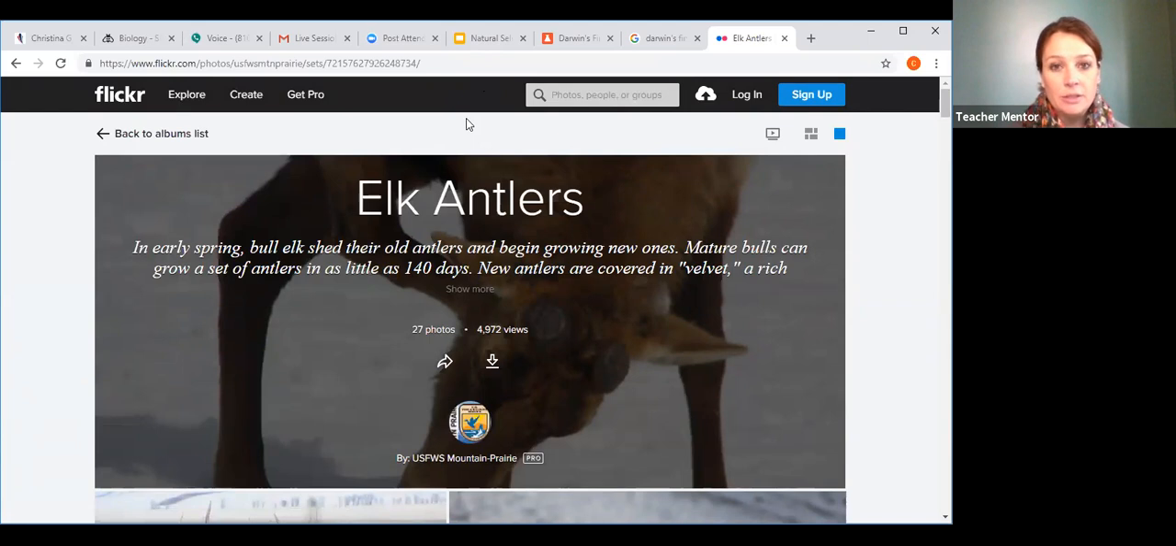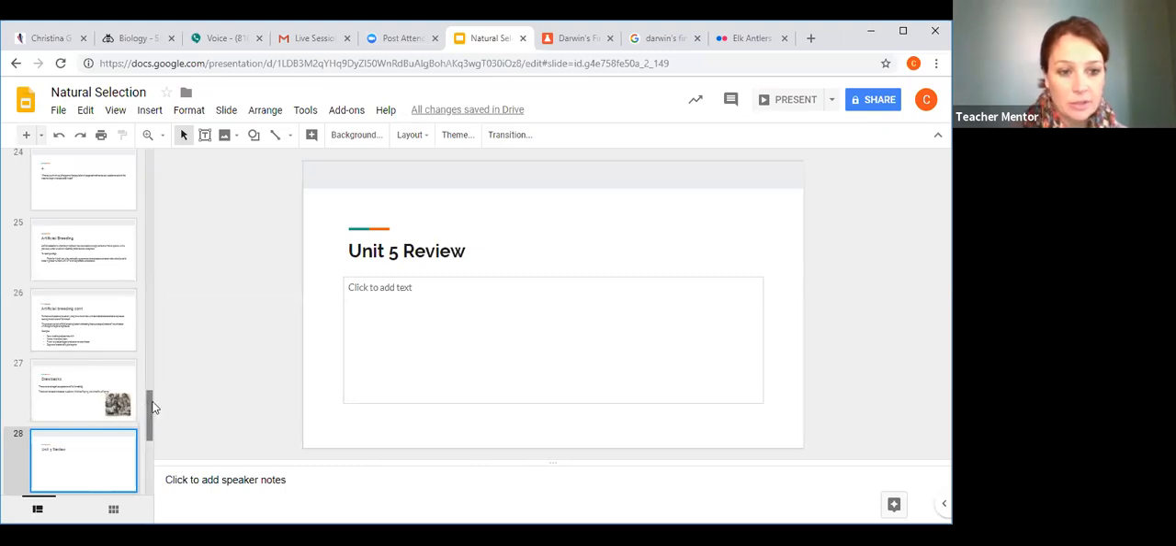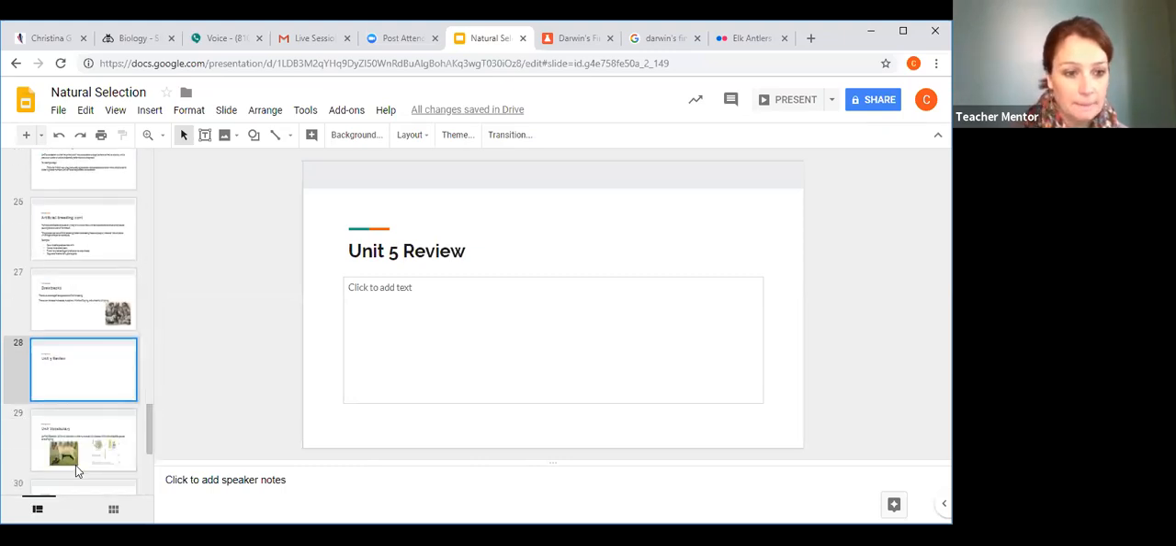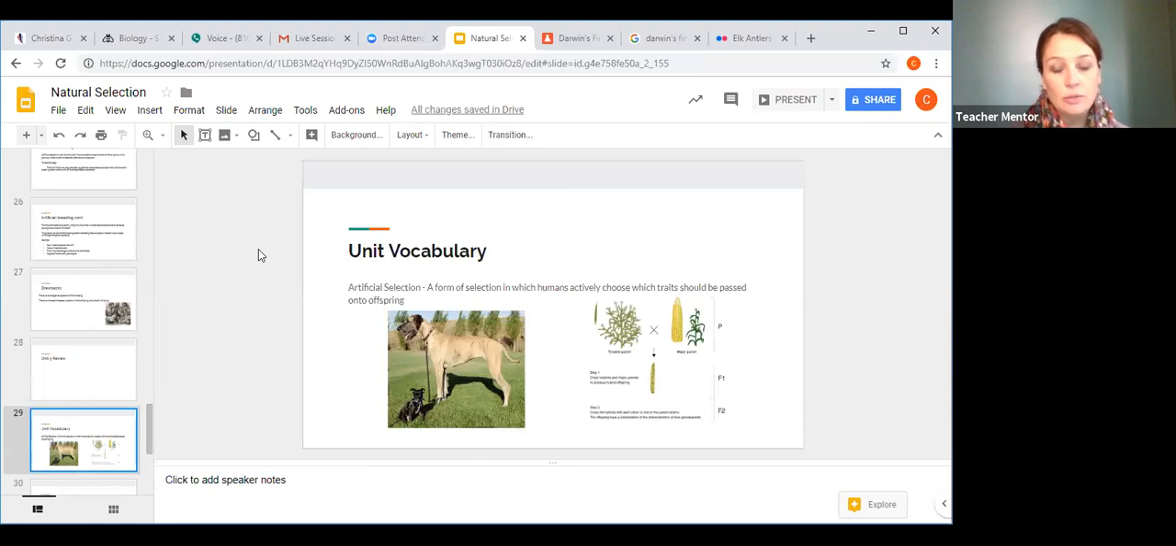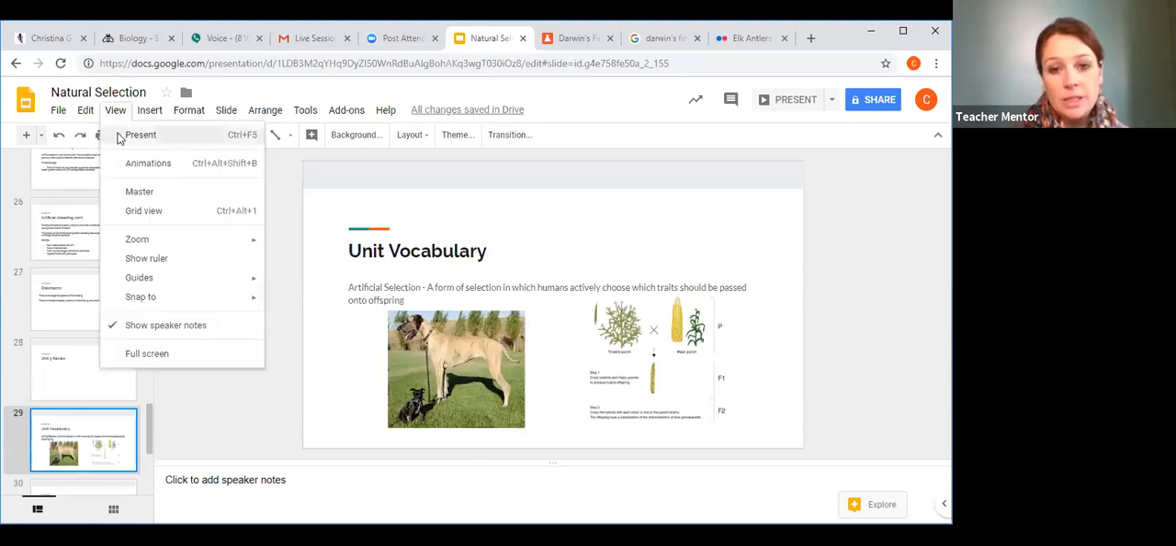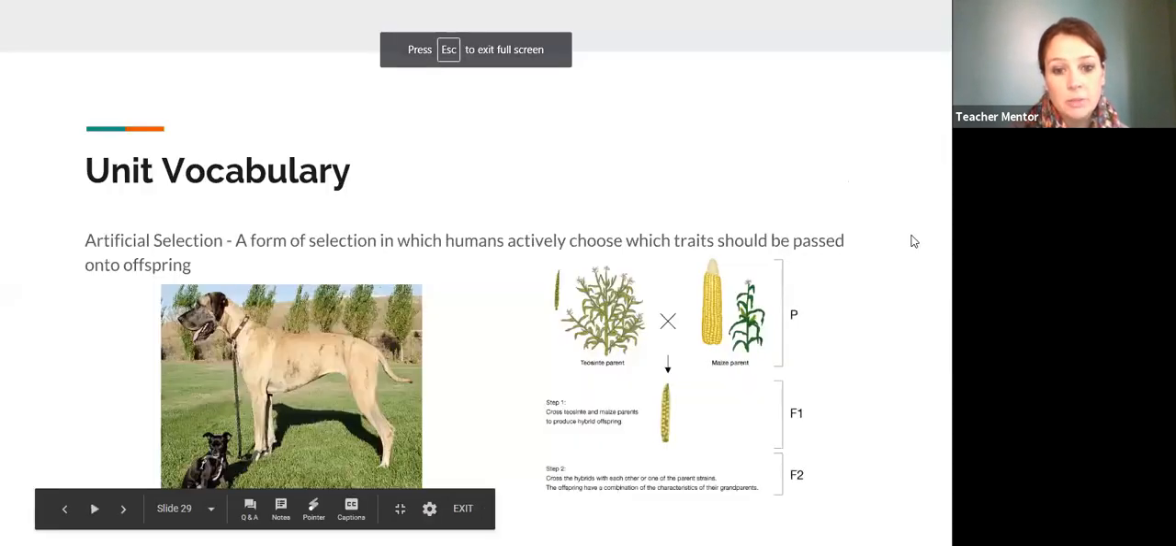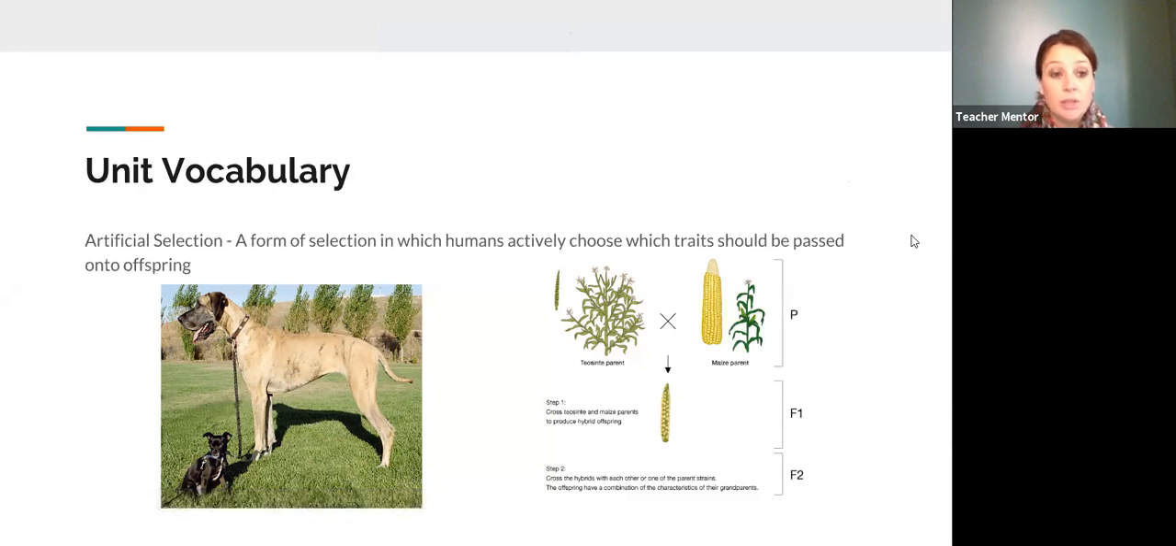So let's go back to the presentation and talk about some unit vocabulary. All right, so unit vocabulary. None of this would make sense if we didn't know what the words meant. So again, reviewing, artificial selection is a form of selection in which humans actively choose which traits should be passed on.